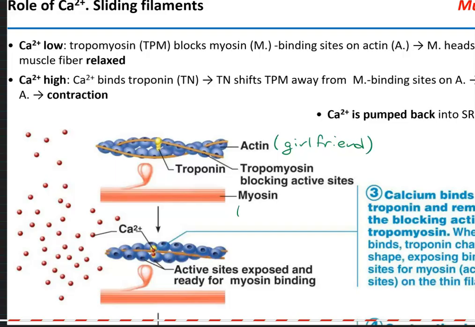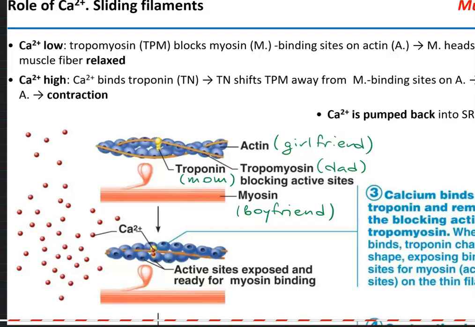Myosin filaments, the boyfriend. They really want to hang out together. They can't, because there's dad, tropomyosin, that blocks the active sites on actin and prevents myosin from interacting with it. But we all know who's in control of the dad. It's mom. It's troponin.